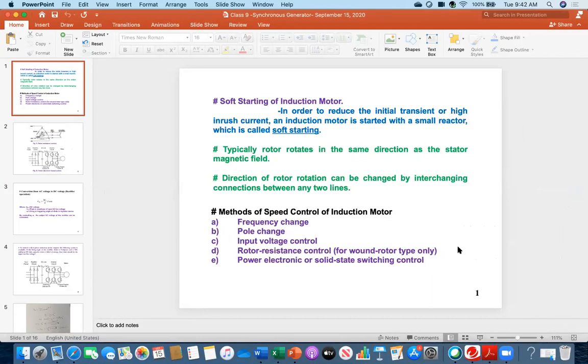Everybody, as you know, last class we were discussing the speed control of induction motor and we ran out of time. Today I will be continuing and then we will start the new chapter, which is the synchronous machine.